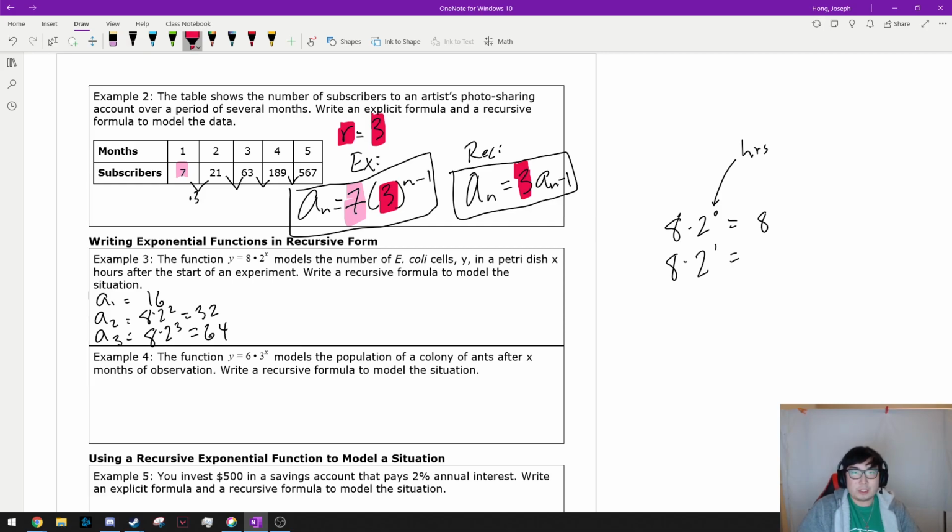So this question is actually asking me only for the recursive formula. So really I just need to use this equation right here, which is AN. I'm not going to touch this AN because it has an N, is equal to the rate. Well, what is the rate in this question?